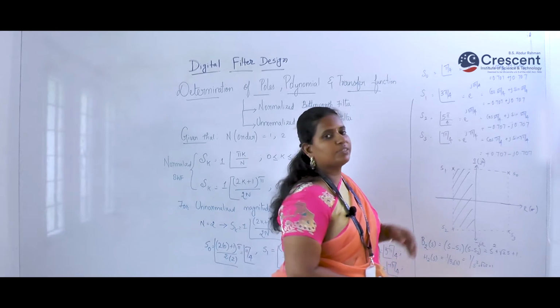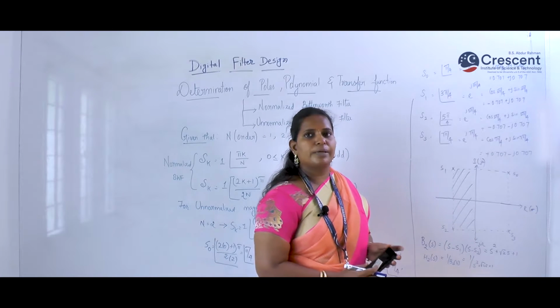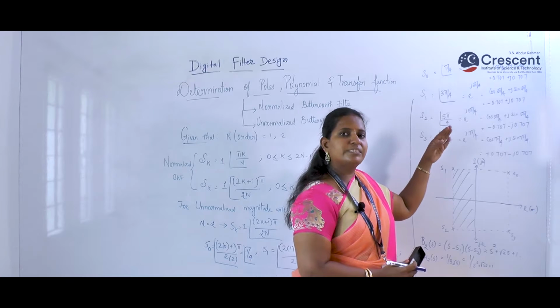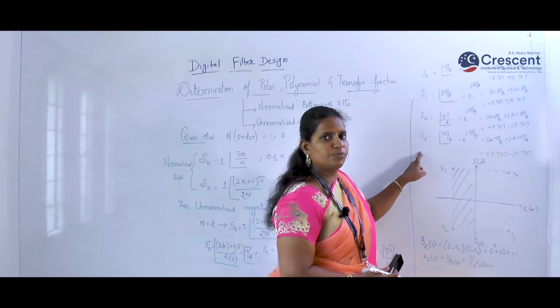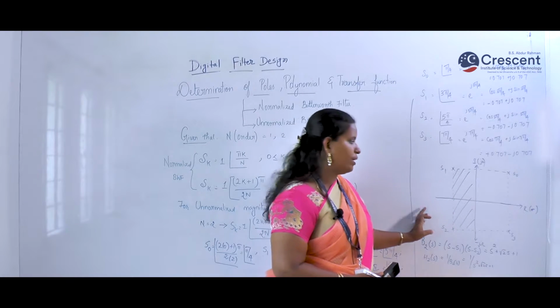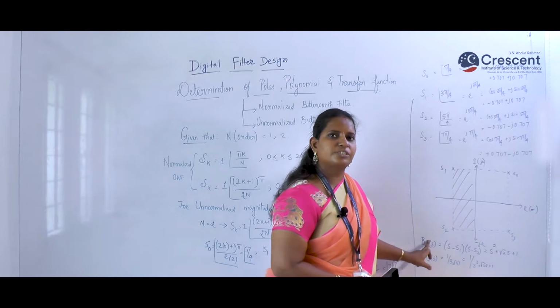So S0 is equal to the phase representation of pi by 4. So we'll replace it with e power j pi by 4. According to the formula it is cos pi by 4 plus j sin pi by 4. We calculate the different values for S1, S2, S3. When we are plotting, the graph will come this way, the values of S0, S1, S2 and S3.